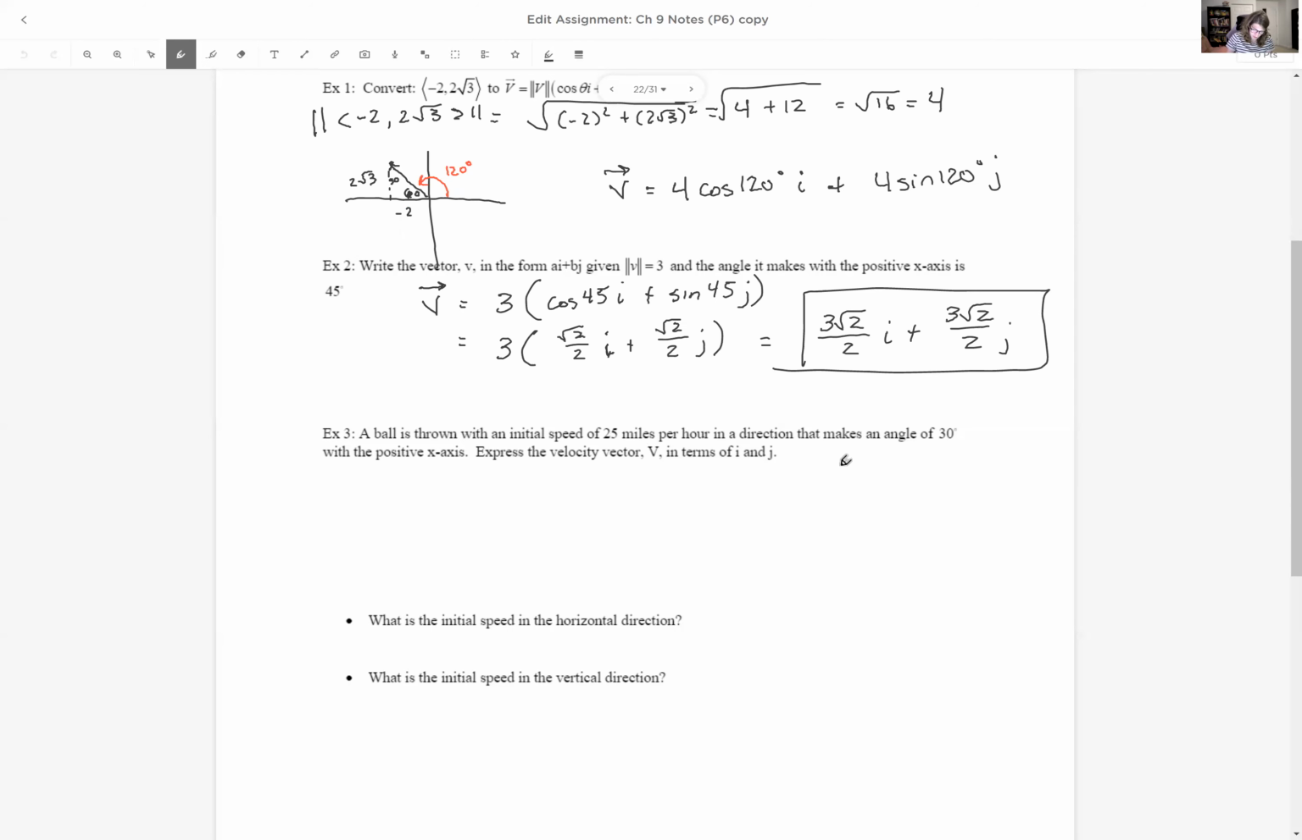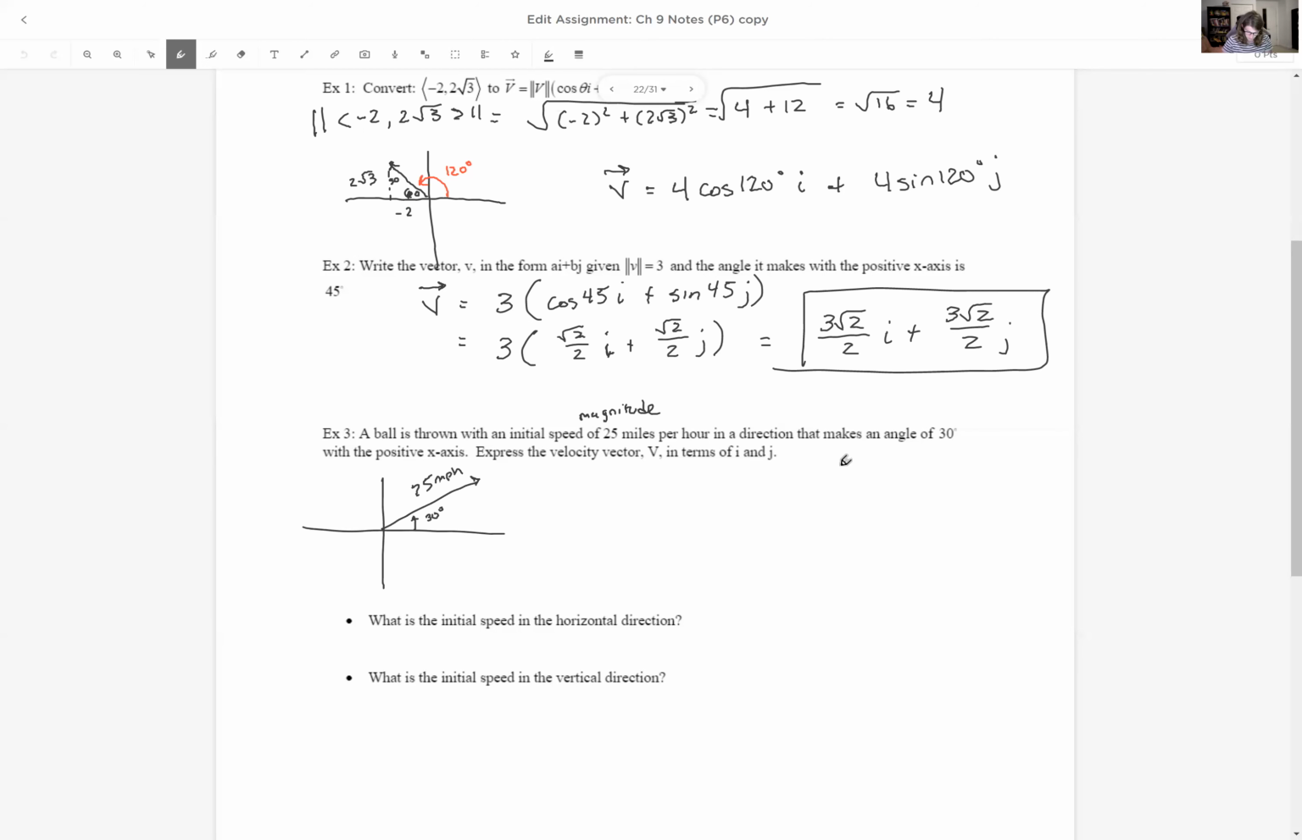All right, a ball is thrown with an initial speed of 25 miles per hour. That's actually going to be our magnitude. That's going to help us find how long it's going to be, because you'll have this idea of this distance in a set amount of time. That's how far it'll go. And then we know the angle here. It makes an angle of 30 degrees with the positive x-axis. So we have our 25 miles per hour sending us off in this direction with this 30-degree angle. Express this vector in terms of i and j.